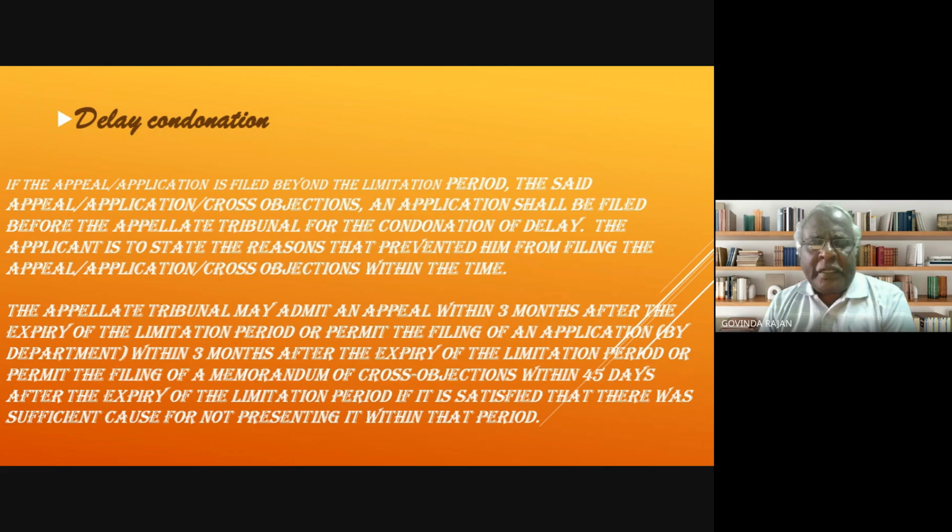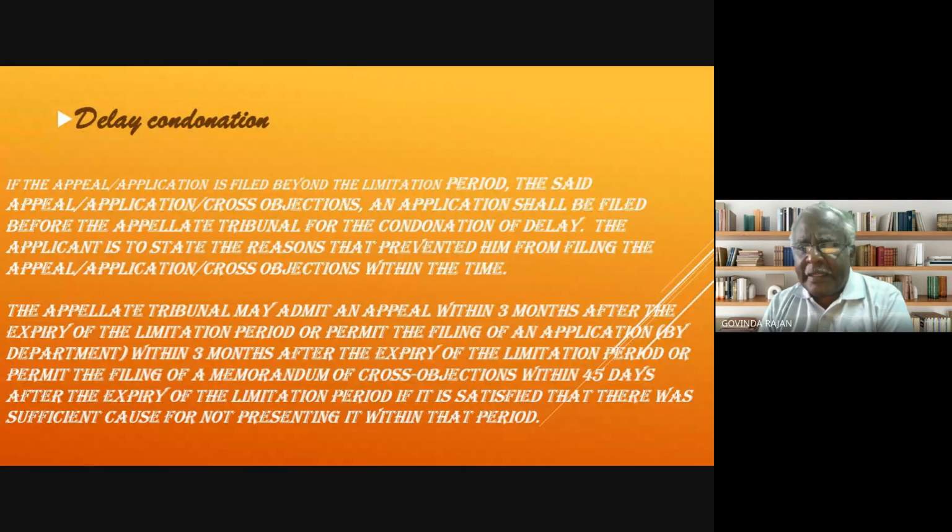The appellate tribunal may admit an appeal within 3 months after the expiry of the limitation period, or permit the filing of an application by the department within 3 months after the expiry of the limitation period, or the memorandum of cross objection within 45 days after the expiry of the limitation period, if it is satisfied that there was sufficient cause for not proceeding within that period. The limitation period is prescribed as 3 months for normal taxpayers. For the department, it is 3 years. If any cross objection is to be filed, it should be filed within 45 days.